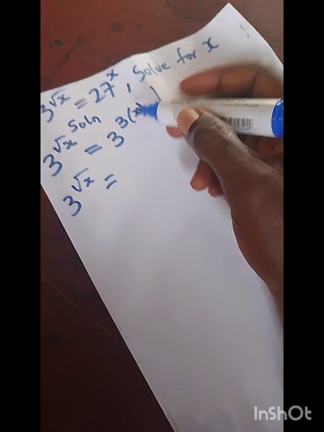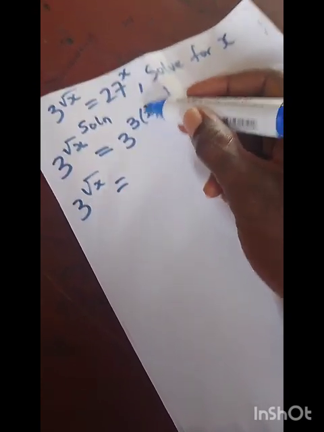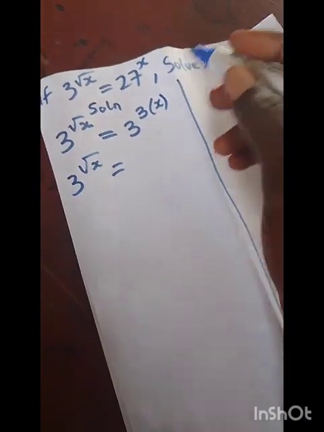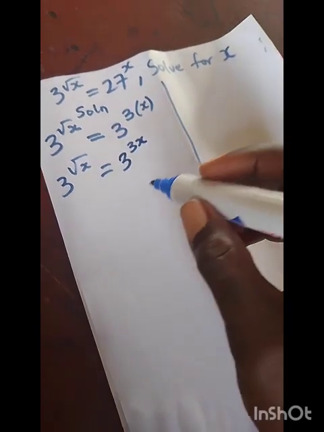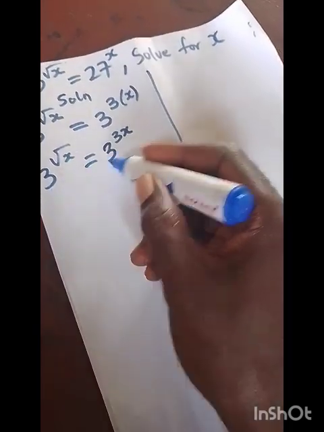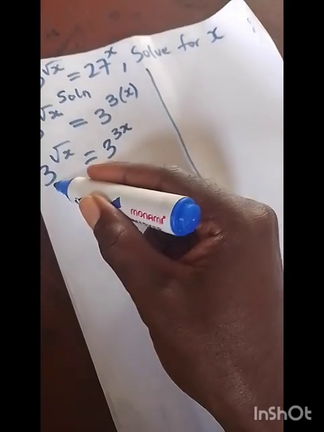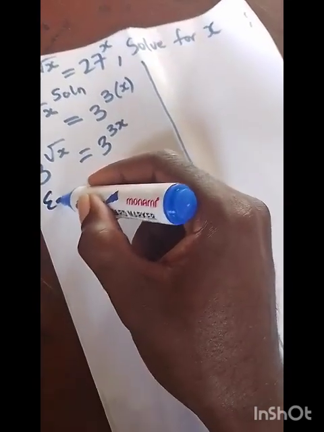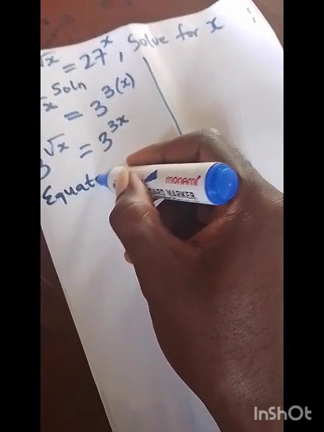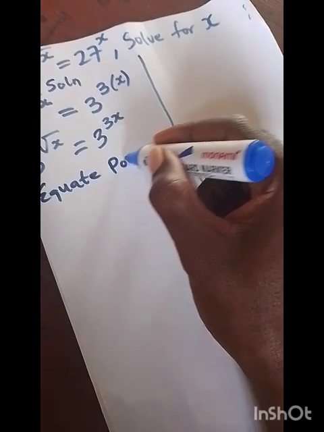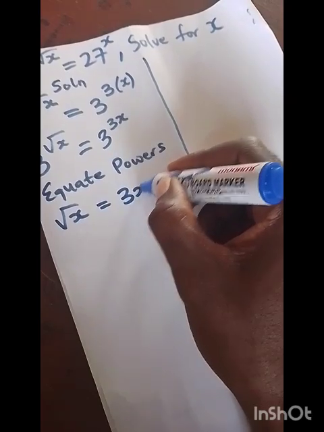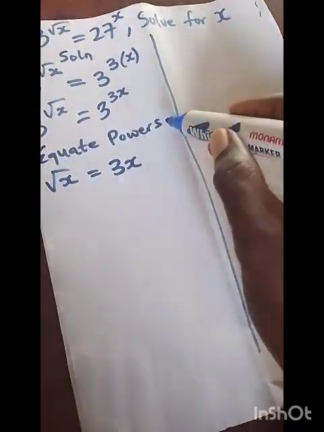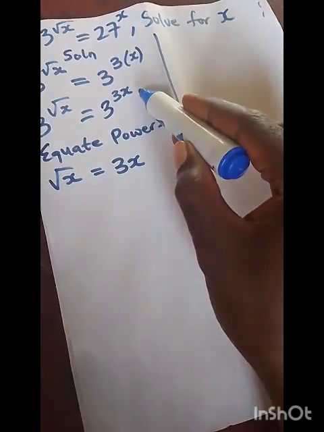this right hand side. If you have a power raised to another power, by the law of indices, you can just multiply those powers. So we have this. Now, at this point, because their bases are the same, you have 3 here, you have 3 here, we can simply equate powers. And so you have that root x is equal to 3x. If you equate the powers, this will be equal to this.